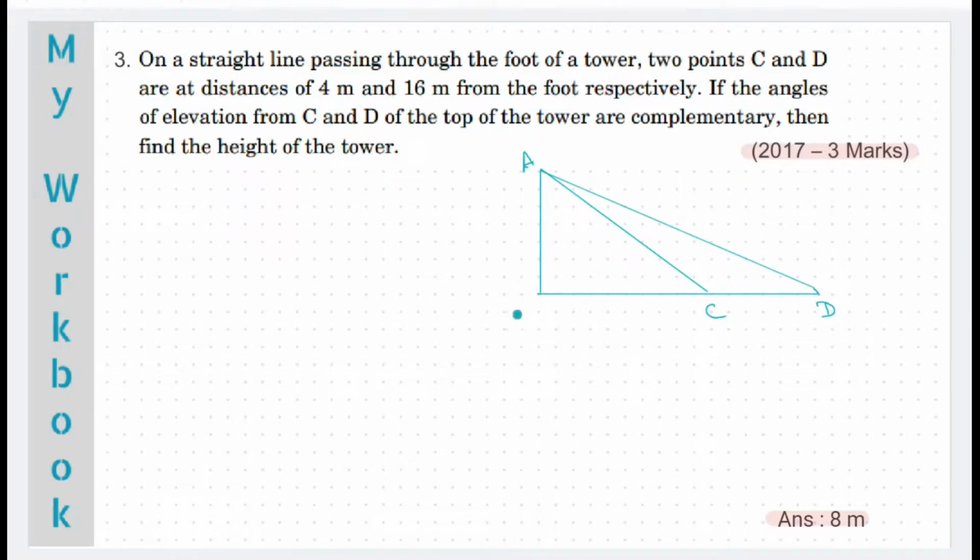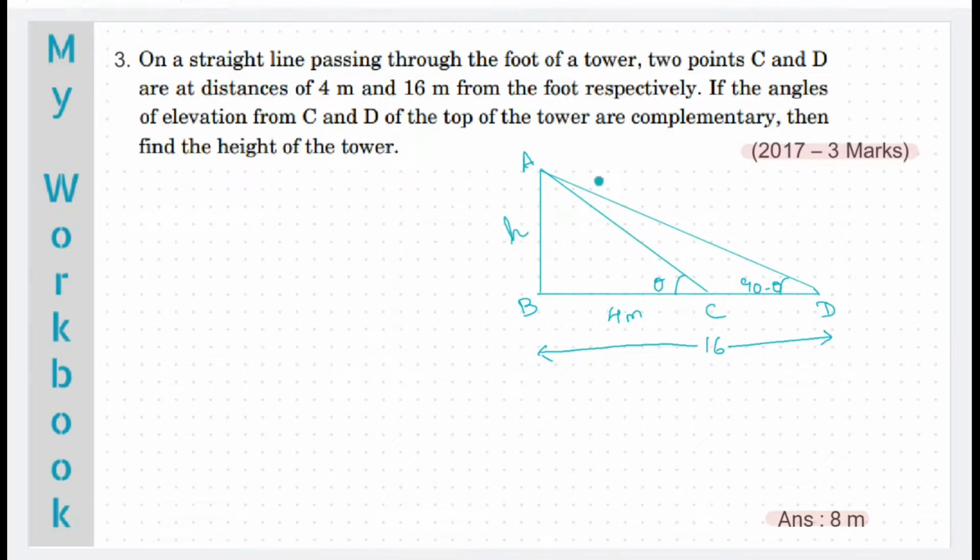So let AB be the tower, and on a straight line passing through the foot of the tower, there are 2 points C and D at a distance of 4 meter and 16 meters. So BC is 4 meters and BD entire length is 16 meter. Angles of elevation from C and D are complementary. So if this is theta, complementary, so this angle of elevation will be 90 minus theta. Now what we have to find? We need to find the height of the tower.